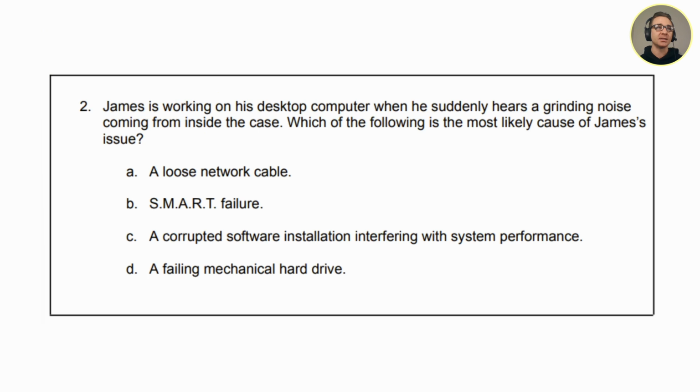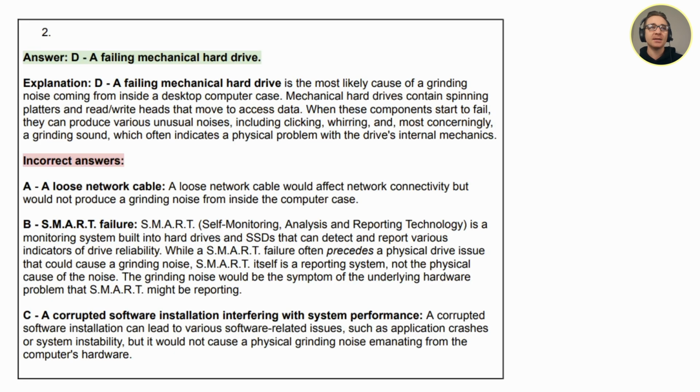The next question reads, James is working on his desktop computer when he suddenly hears a grinding noise coming from inside the case. Which of the following is the most likely cause of James's issue? A, a loose network cable. B, SMART failure. C, a corrupted software installation interfering with system performance. Or D, a failing mechanical hard drive. Pause the video if you need more time. Your answer coming in 3, 2, 1. Let's go. Your answer is D, a failing mechanical hard drive.